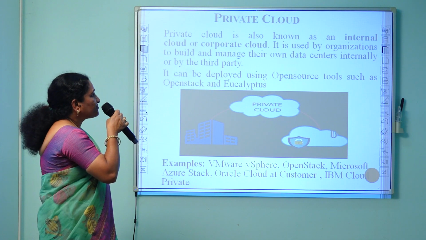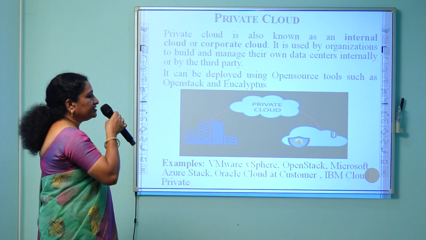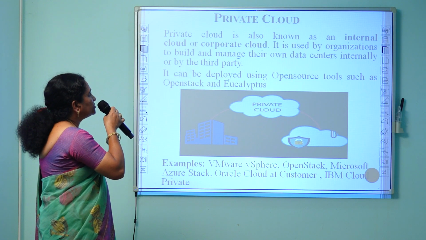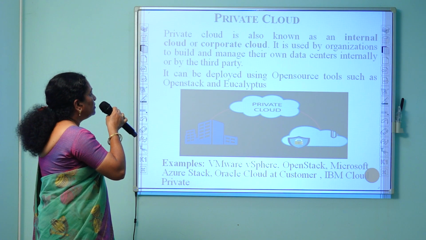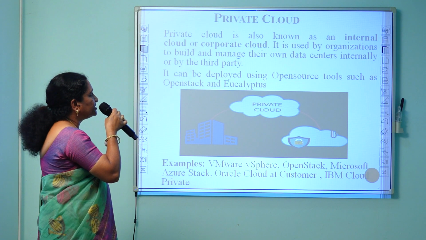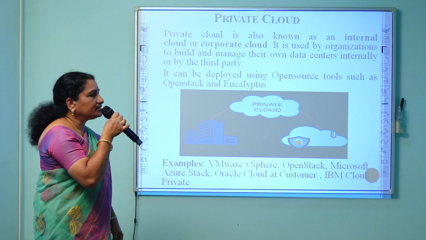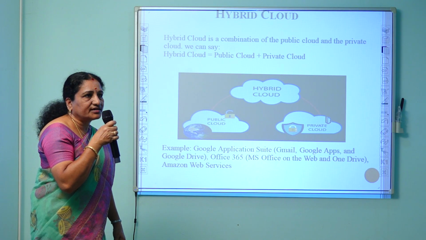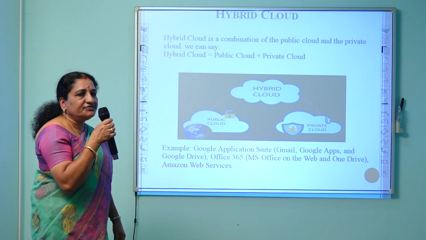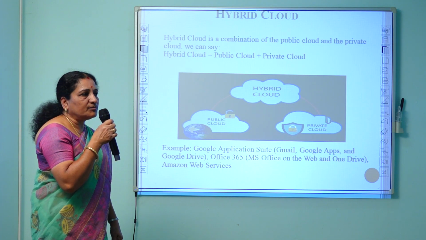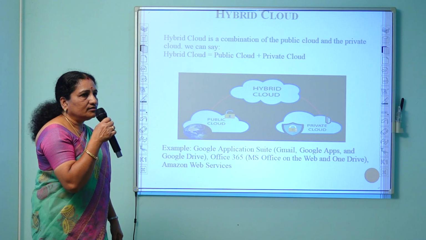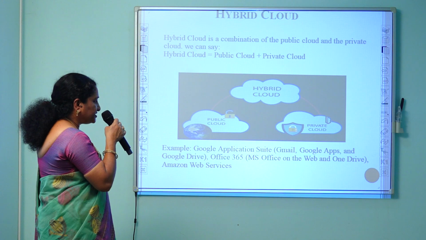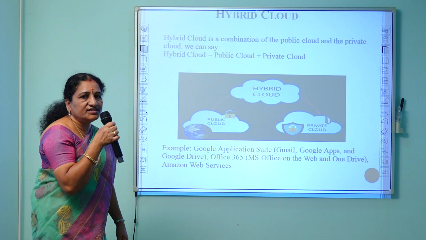Next one is private cloud. Private cloud means it is private to a single corporate or a list of corporates. It is used by several organizations to build and manage their own data centers internally or by a third party. The third one is hybrid cloud. Hybrid cloud means a combination of the features of private cloud and public cloud used together. Examples are Google Application Suite, Office 365, Amazon Web Services, etc.